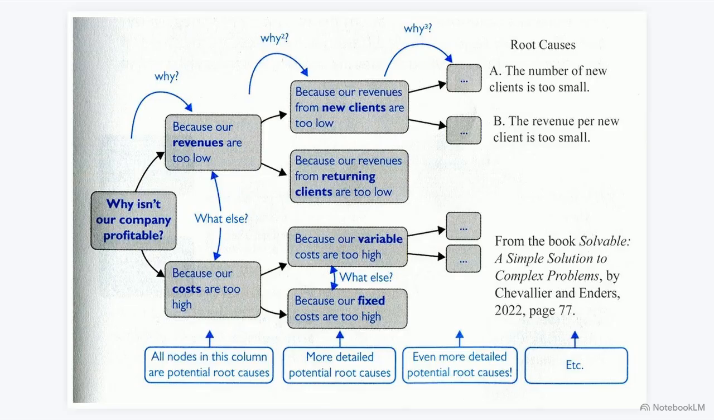This diagram shows a classic profitability issue tree. At the very head of the structure, we anchor our primary problem statement: why isn't our company profitable? From that anchor, every tier moving to the right must definitively answer a single question: why, or what drives this? Here, profit drops because either revenues are too low or costs are too high. By continuously asking why, the investigator is forced to step down from macro categories to highly granular root causes, like noting that the number of new clients is simply too small.